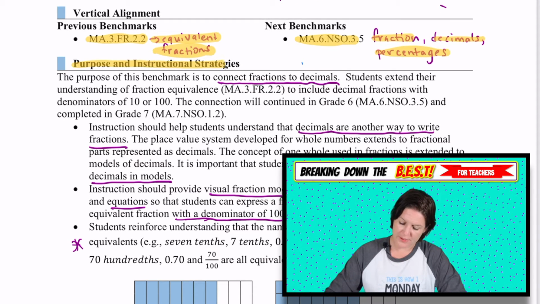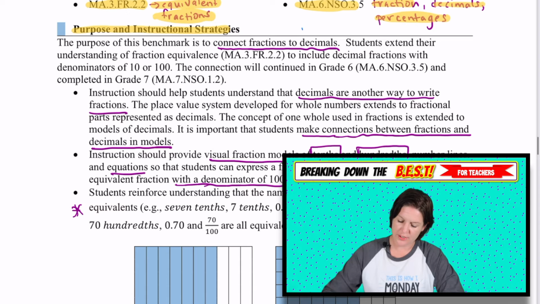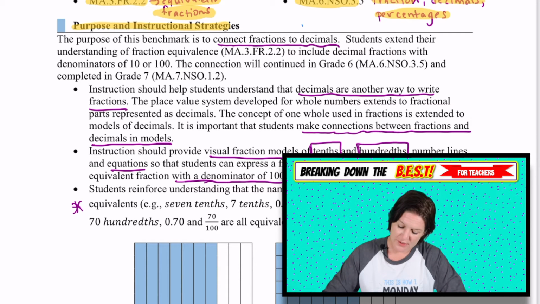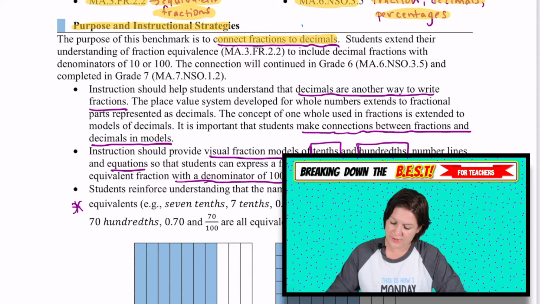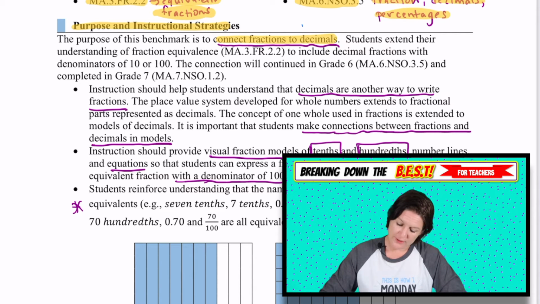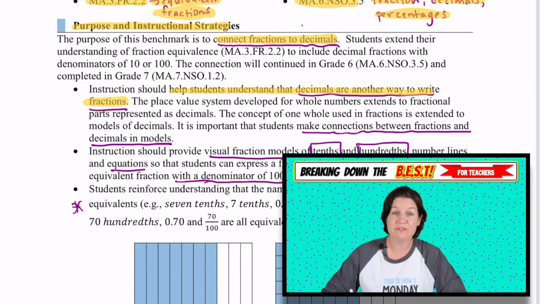This is the purpose and instructional strategy section. Here is what jumped out at me. It says that the purpose of this benchmark is to connect fractions to decimals and vice versa, decimals to fractions. And hopefully this will help students to understand that decimals are another way to write fractions.